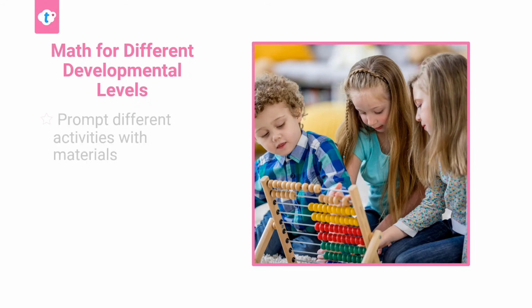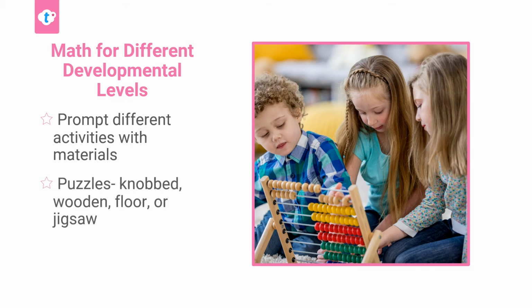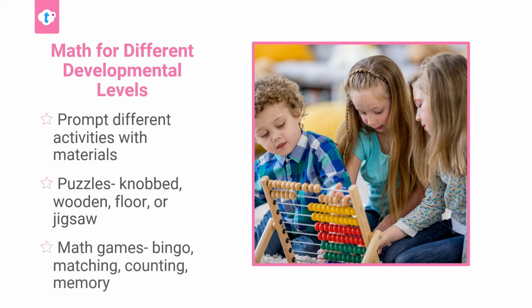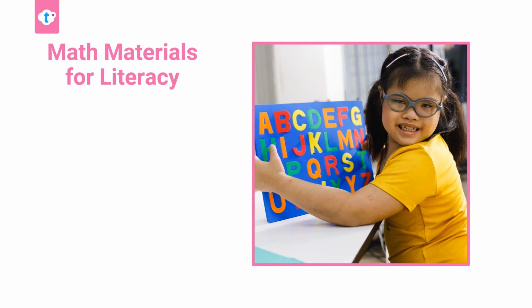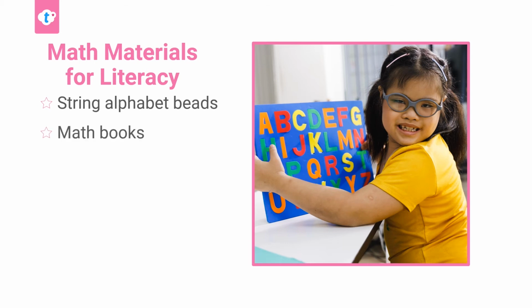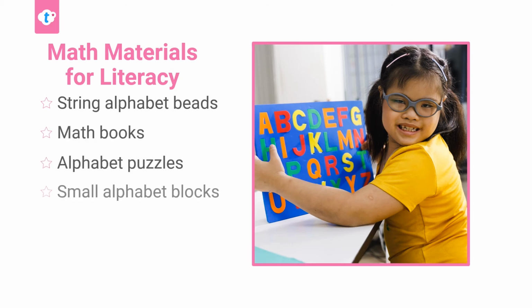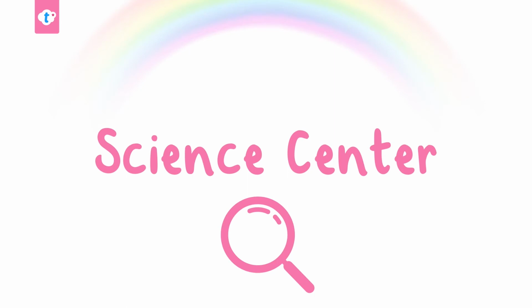In addition to prompting different activities with the math materials, you can help address the different developmental levels of students by using puzzles. Have at least 3 different types of puzzles such as knobbed, wooden, floor, or jigsaw. Having different math games can be very helpful, such as bingo, matching, counting, and memory. To support literacy in the Math Center, students can string alphabet beads, have math books, alphabet puzzles, small alphabet blocks, and writing materials.